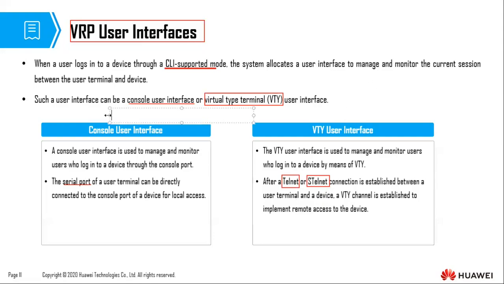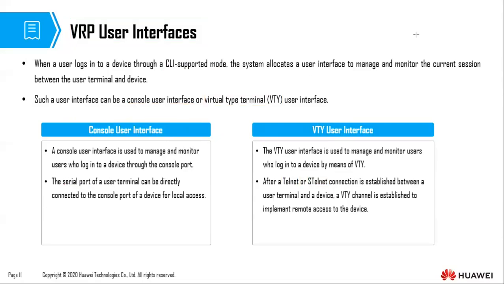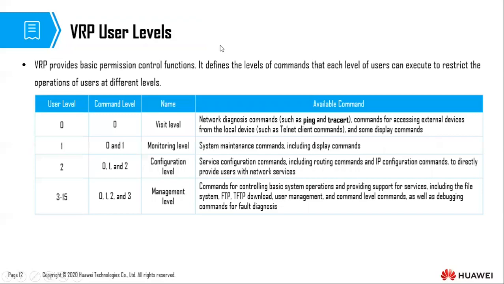You can only get one console user interface, while for the virtual user interface, you can get a maximum of 15 user interfaces. What that means simply is only a single person can log in through the console user interface at a time. But with a virtual type terminal, we can have a maximum of 15 people telnetting into the same device. So that is what we mean when we say you can get a maximum of 15 VTY user interfaces, but just a single console user interface. I hope that is clear.